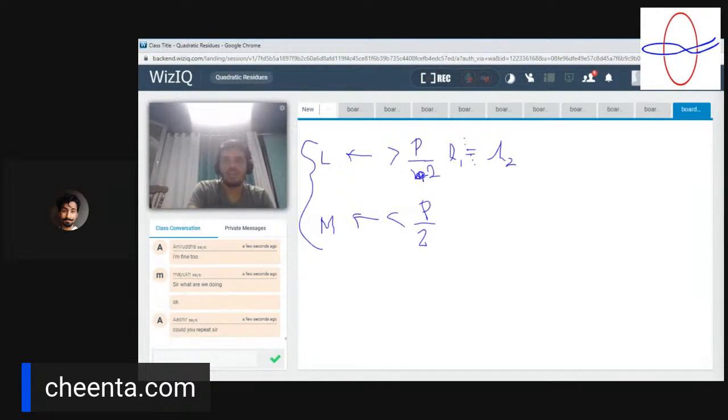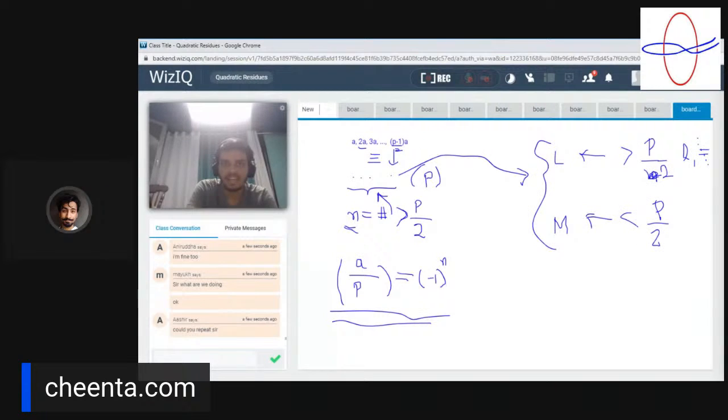So, L is basically the set of all of these residues which are greater than p by 2, and I just stated that no two, let's say both 2a and 3a, for example, can be written as some values greater than p by 2. So let's say 2a is congruent to L1 and 3a is congruent to L2. In fact, let's just look at all the values here.